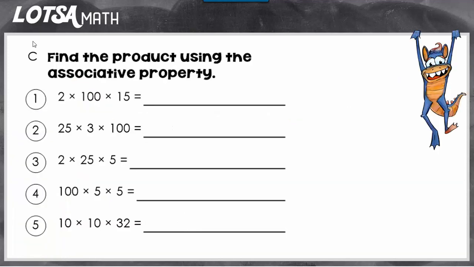On number one, we have three factors. We have 2, 100, and 15. All of those numbers will get multiplied together to find the product. But the associative property says you can group them to make solving the problem a little bit easier. So you can group them any way you want to. So instead of having three factors, let's say I group 1 and 15, that's an easy problem to solve by itself. If I use the I Spy method, I'll have 15 times 1 with 2 zeros.